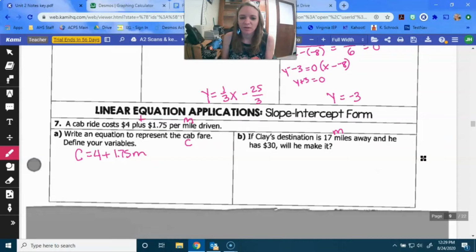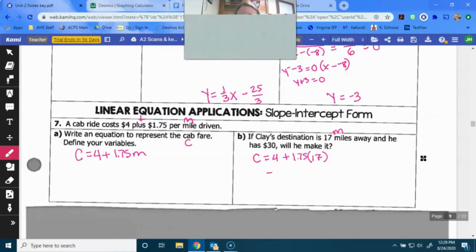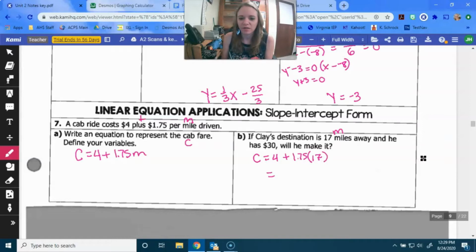So we want to know how much the cab fare is going to be and then just figure it out compared to the 30. So we do not plug in the 30 because we just want to see what this number is and compare it to the 30. Okay, so we just do $4 plus $1.75, but that is multiplied by the definite number of miles, which is 17. And then you put this in the calculator and you get 33.75. So that's how much he will be charged for going 17 miles. Will he make it? The answer is no.